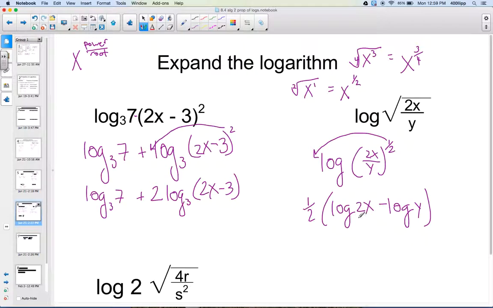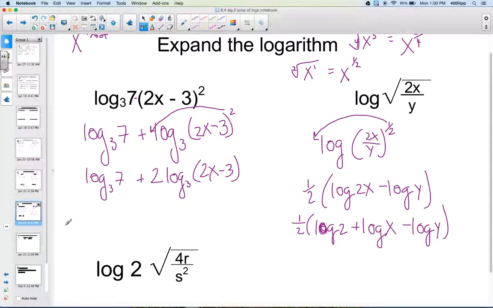And then I have to break this up a little bit more, expand this even more, of log of 2. Since we have 2 times x, we will use our product property and add the log, so plus log of x, minus log of y.